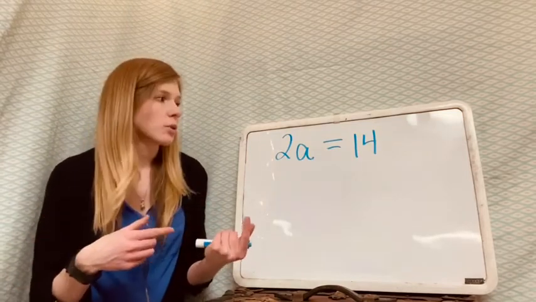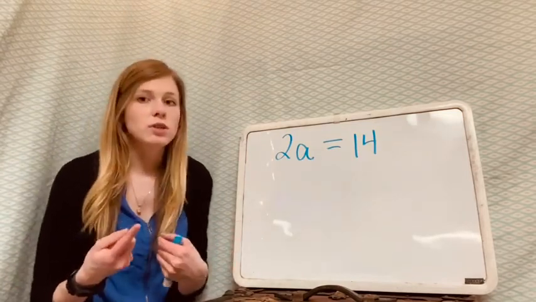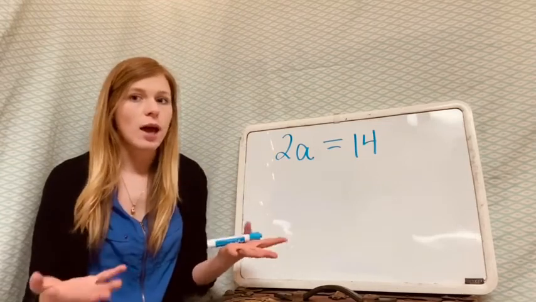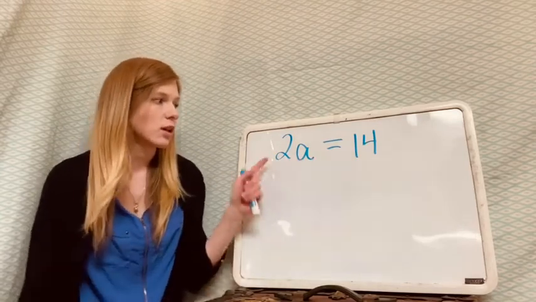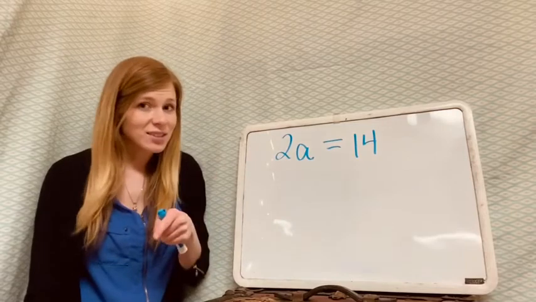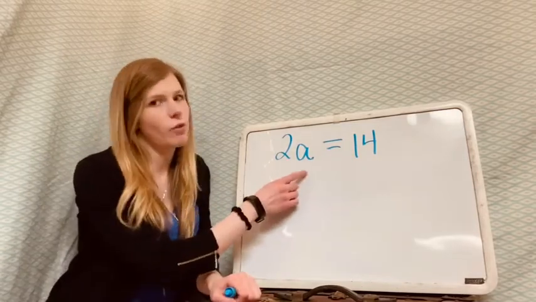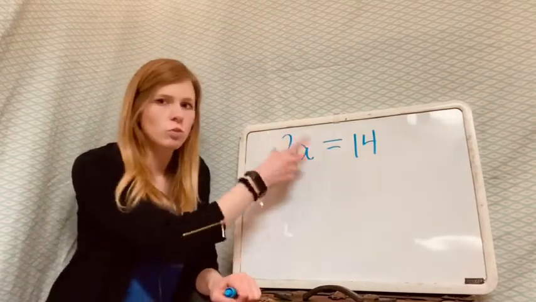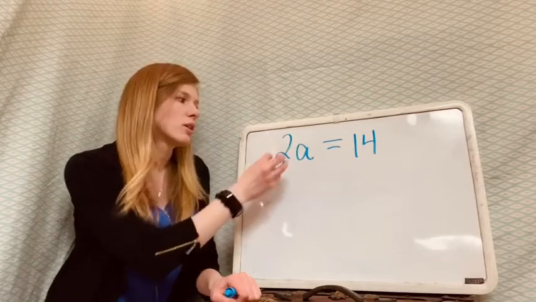In the last couple examples, I told you the first step was to combine your constants. I only have one constant, which is 14. 2a is not a constant because constants don't have variables with them. So we look at it as one term. So it's not a constant.